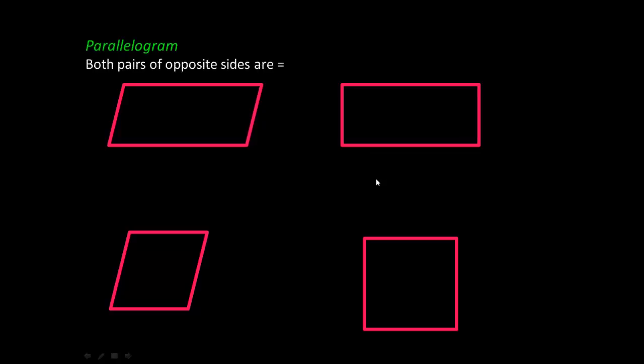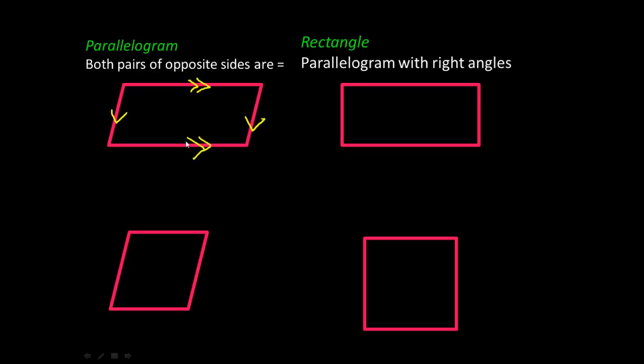The first one is called a parallelogram because opposite sides are parallel. That's all that needs to happen for it to be a parallelogram. The opposite sides have to be parallel. Okay, a rectangle is a parallelogram, so that means that opposite sides are parallel. But then it also has to have right angles.